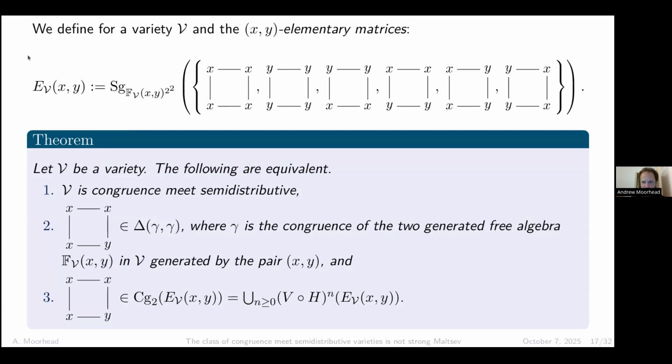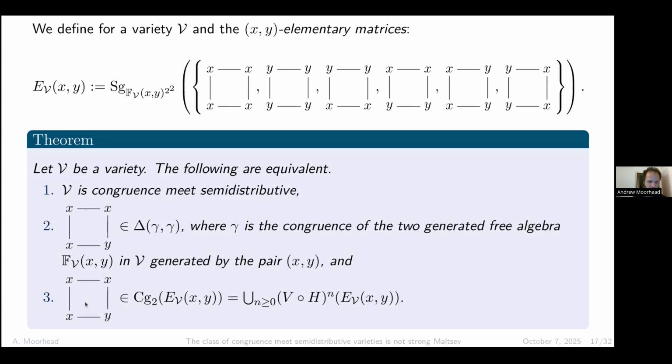And there's a way to put together all of the previous things that we had just described, and we can obtain the following theorem. The following are equivalent. V is congruence meet semidistributive. I can find this element of delta gamma gamma with 3 X's and a Y. These are the generators of the free algebra. Or I can find, in this iterated transitive closure of now these elementary XY matrices. And that's simply because it's not too hard to show that this iterated transitive closure of the elementary matrices is exactly equal to delta. And it's because if we transitively close these elementary matrices, then we're going to produce the generators of the gamma gamma matrices along the way.